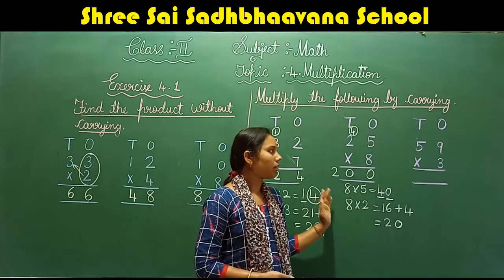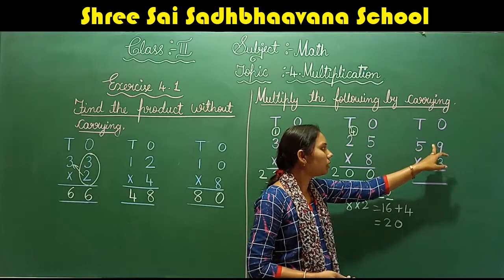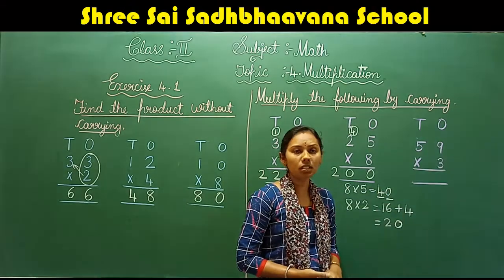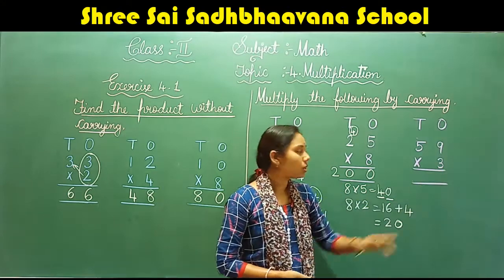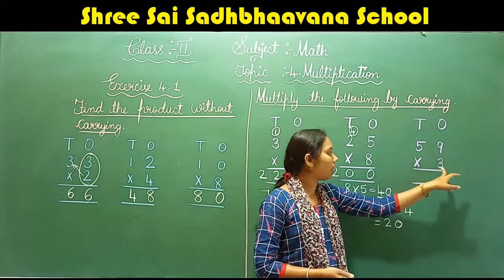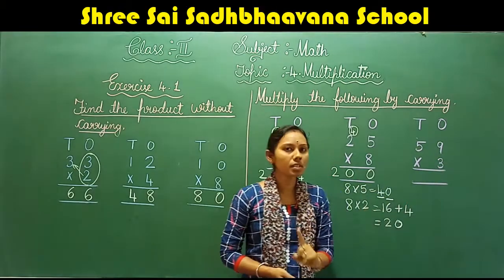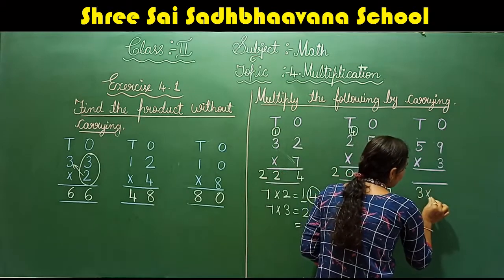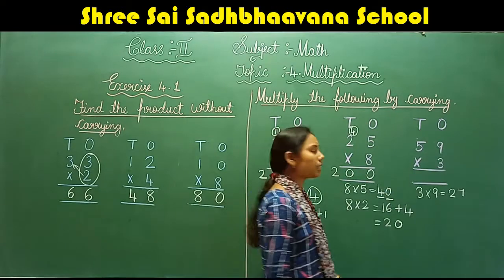Okay, one more sum let us do now. Here, what is the number you can see? 59. You have to multiply by 3, right? In the ones place, what number are you going to see? There's 9 and 3. So you have to multiply 9 ones by 3 in the first step. So 3 nines are 27. Right.